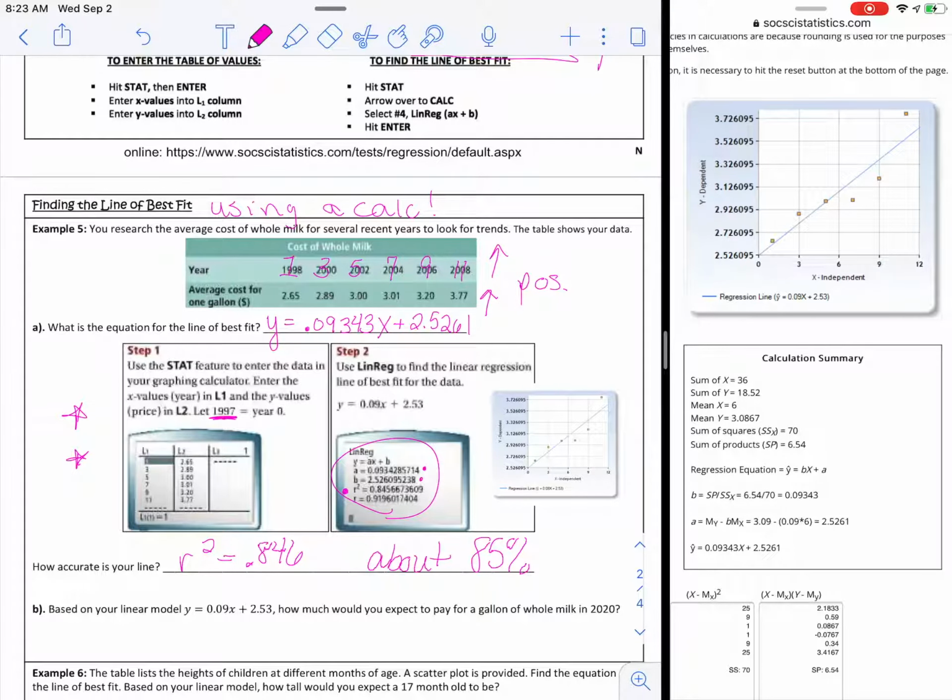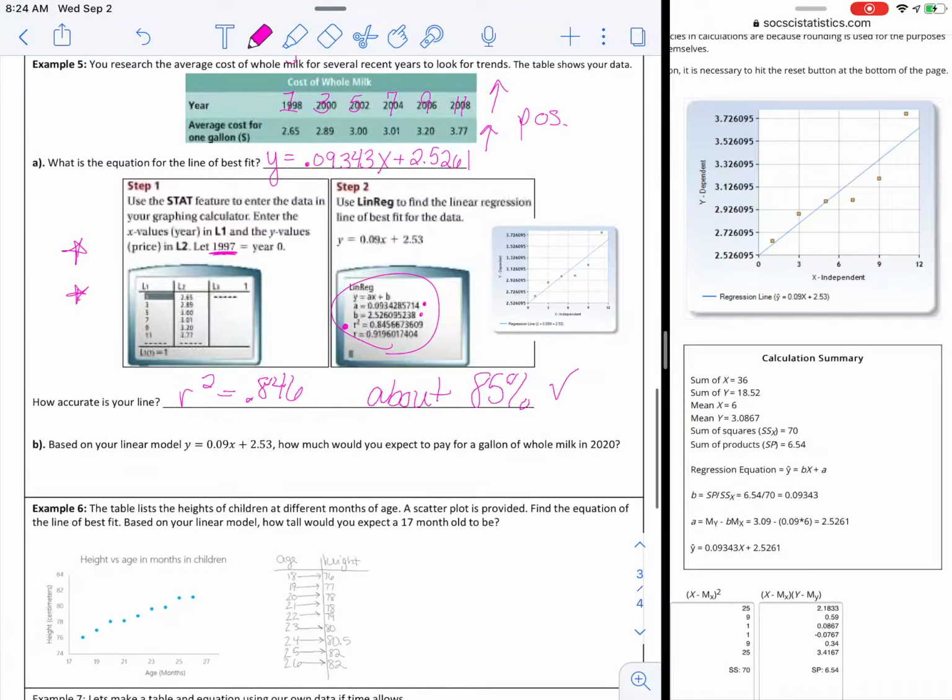So is it pretty accurate? Yeah, it is pretty darn accurate. I think a statistician is happy with anything that's a 70 or above. You would have to ask a professional. I'm not a professional statistician, but yeah, if I could insert a thumbs up, that's a pretty good equation, a pretty solid predictor. So based on our linear model, which is the same equation as we got above, we have more decimals. How much would you expect to pay for a gallon of milk in 2020?